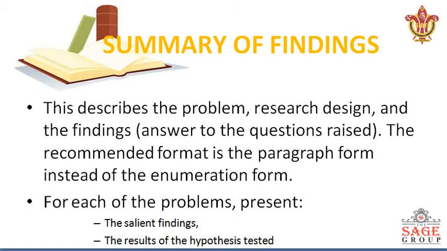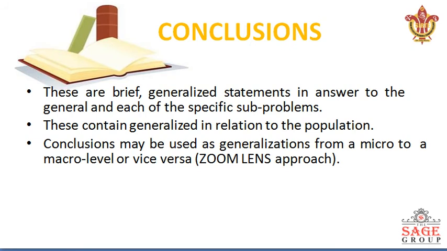Conclusions. This is the final part in which we give a brief and generalized statement in answer to the general and each of the specific problems of our research study. These contain generalizations in relation to the population. Conclusions may be used as generalization from a micro to a macro level or vice versa. So conclusions are generally what we have concluded after conducting the research study.